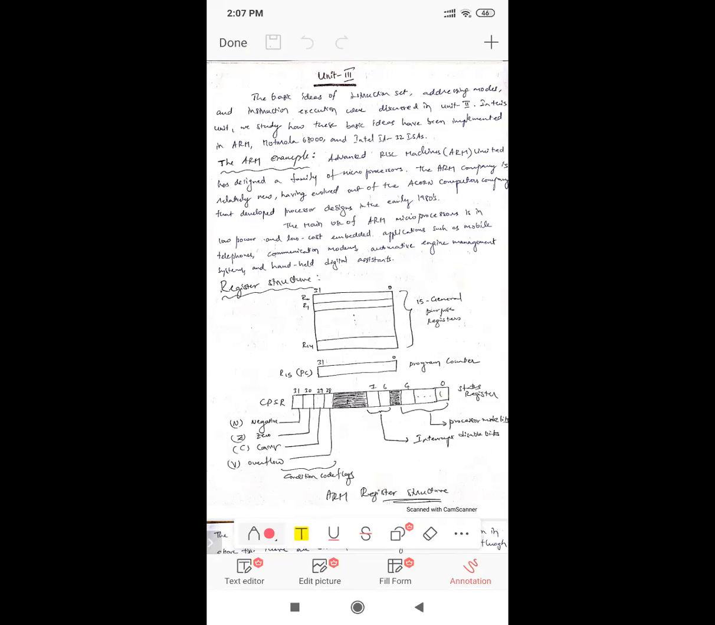This is the register structure. Okay, the register structure for the ARM processor.